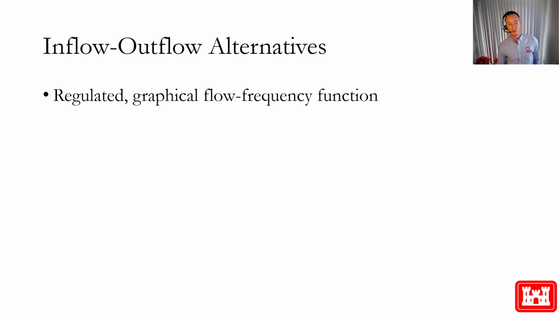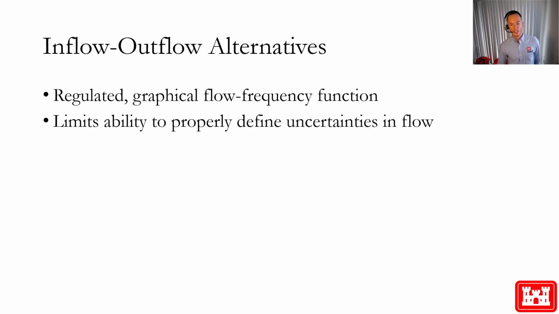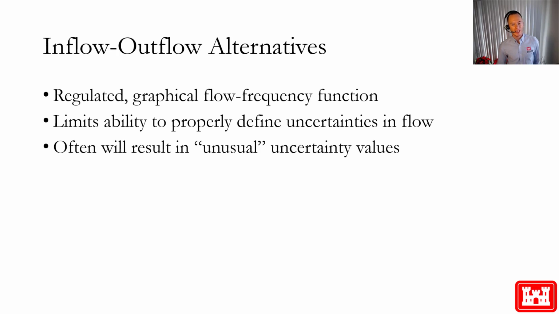An alternative to the method described in this video is using a regulated graphical flow frequency function as opposed to an unregulated analytical flow frequency function with a transform flow function. Graphical flow frequency functions typically only come into play when the distribution of flows cannot be described by the log Pearson type 3 distribution. Doing so, however, limits the ability to properly define uncertainties in the flow and will result in unusual uncertainty values.